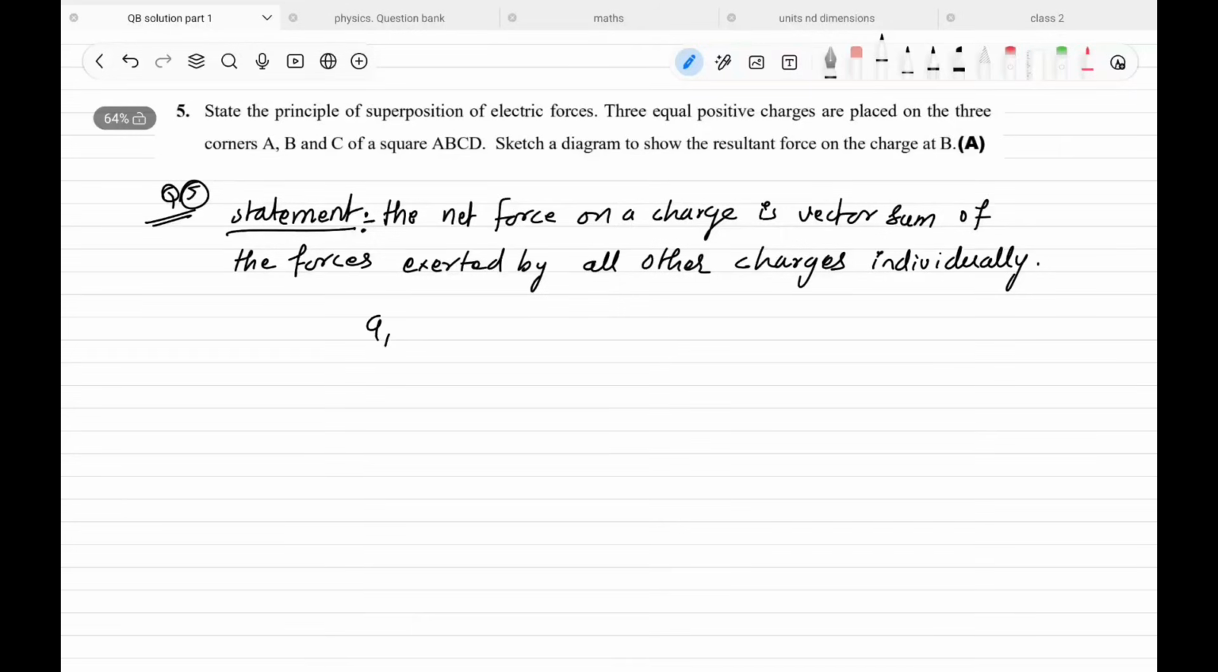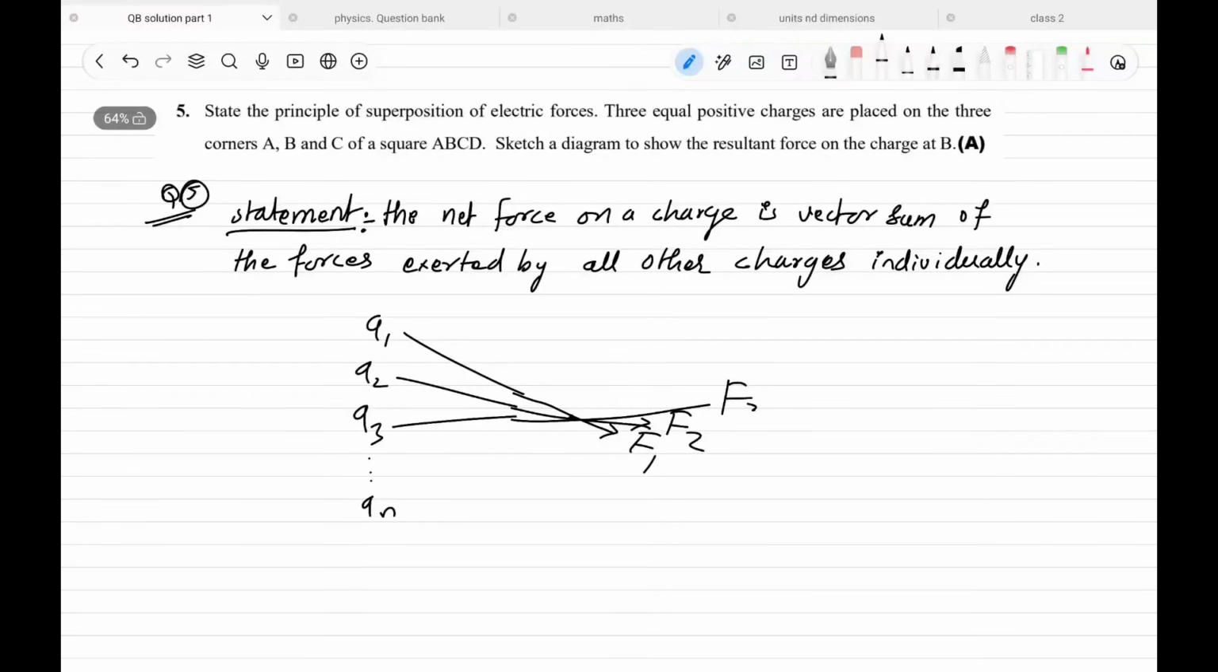Now suppose that these are Q1, Q2 and Q3 and so on up to Qn acting on the test charge Q0, and due to all of these there are forces acting on it, something like this. Then how can we write the net force? This is the test charge. Due to this charge there will be a force F1. Due to this there will be a force F2. Due to this there will be a force F3. Due to this there will be a force Fn.